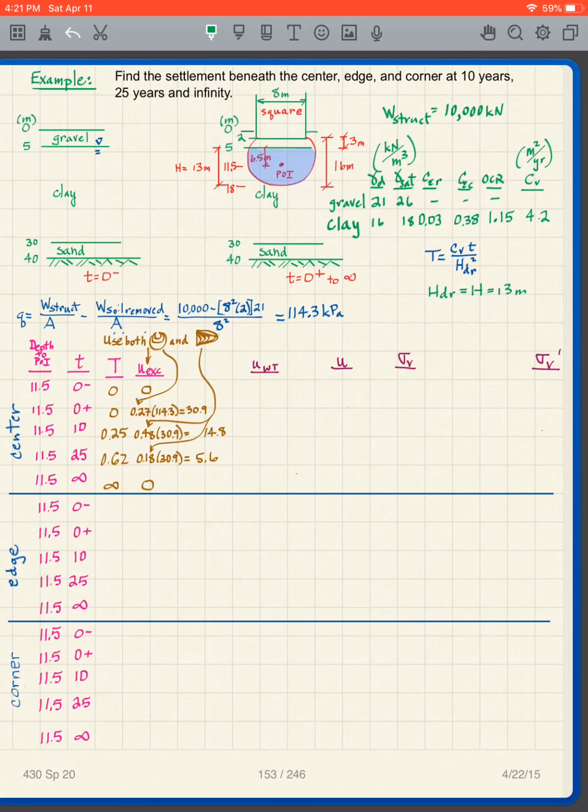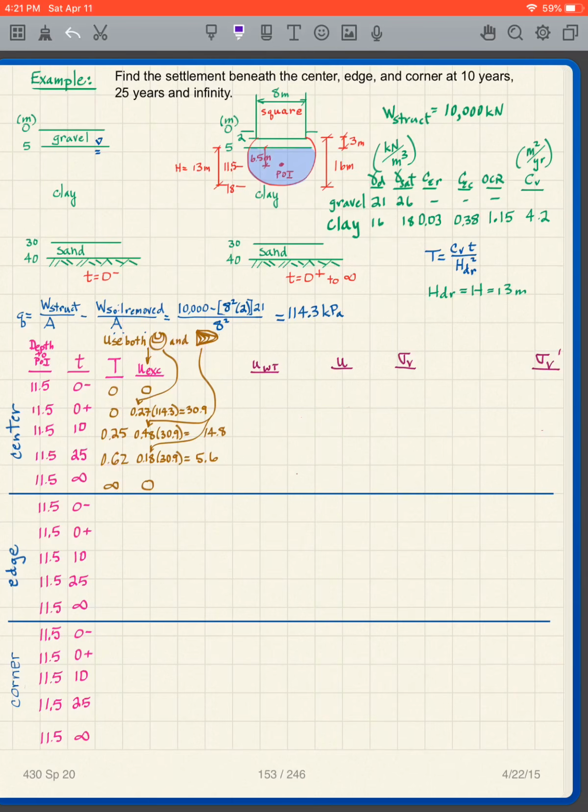Again, with all of these problems, the key is getting the U excesses. If you get the U excesses correct, you will easily solve the problem. So it's all about the U excesses. Everything else is straightforward.